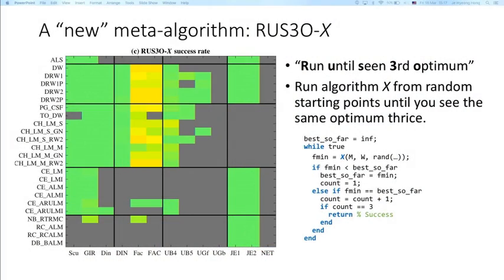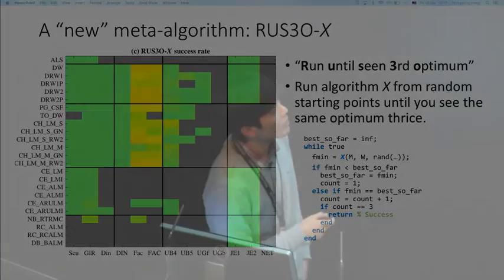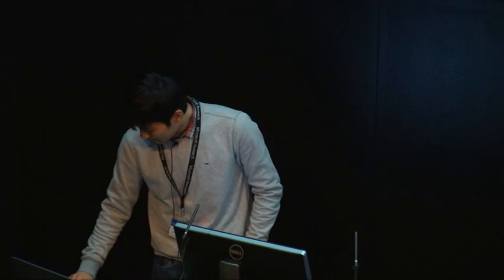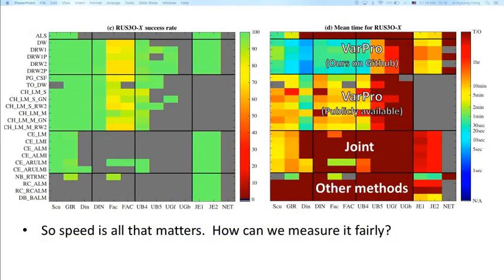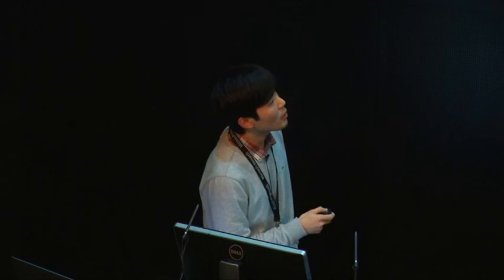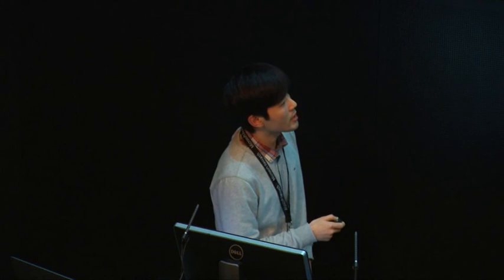But then we hope that because this was limited to 100 runs, if we run more runs, then eventually, hopefully, these will all go to green. And we can do similar things, run until C in third optimum, and you can see that they go greener and greener. So after having achieved all this green diagram, we believe now speed is all that matters across these different algorithms.